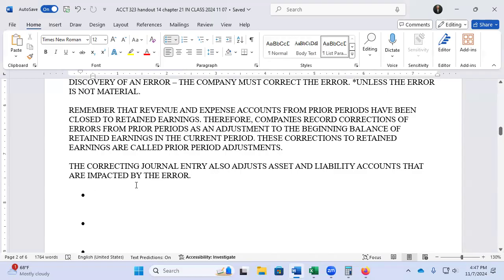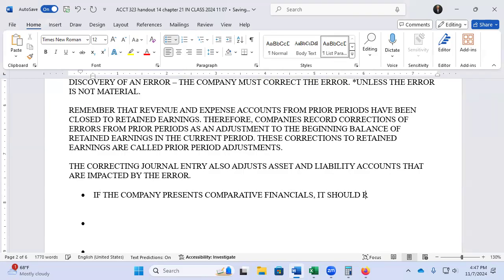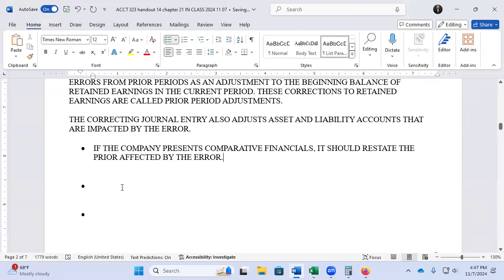And this should be if the company presents comparative financials, it should restate the prior statements affected by the error. So most of the time we wouldn't worry about it. We would just make the entry to say depreciation and kind of move on. But if you're presenting things comparatively, you have to make the correction in the prior year statements.